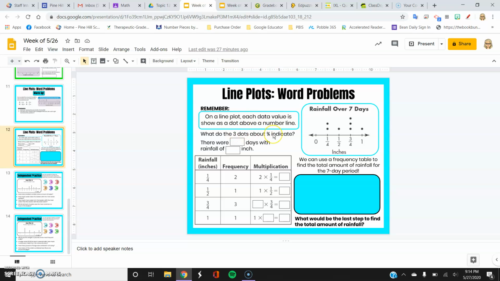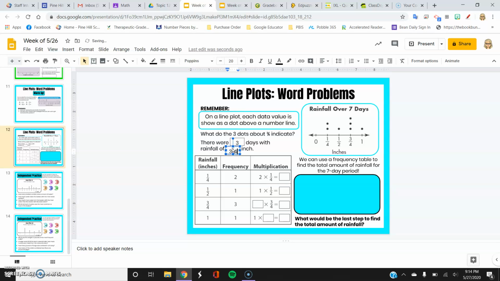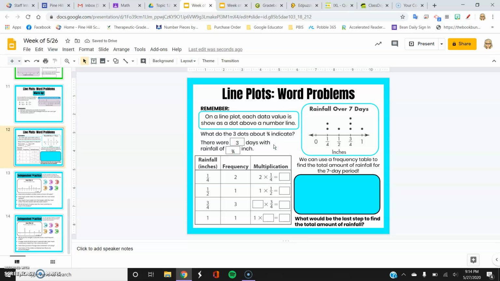What do the three dots above 3/4, I apologize, indicate? So what do these three dots mean? Well, that means there were 3 days with 3/4 inch of rain. So on 3 different days, there were 3/4 inch of rain.